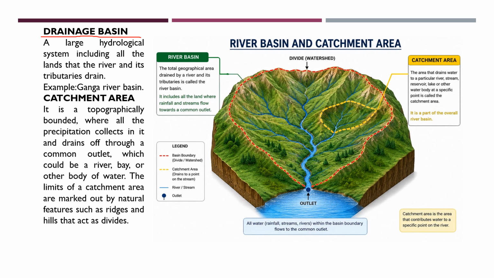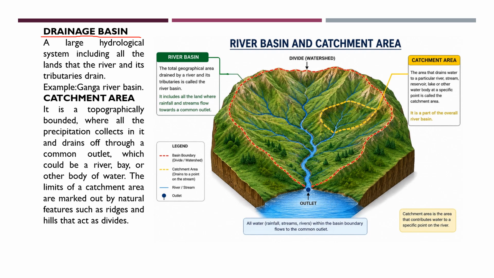So river basin and catchment area are not the same. Sometimes they look similar, as if both are the same, but what are the differences? Catchment area is smaller, river basin is larger. Always remember, river basin is always larger in areal extent, but catchment area is smaller.